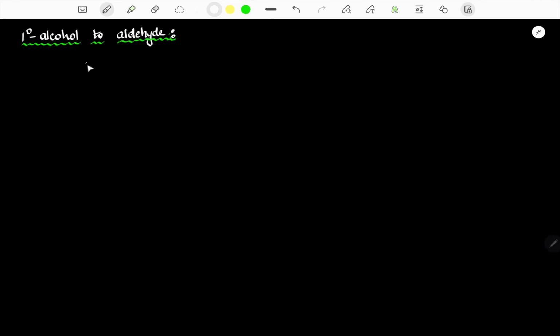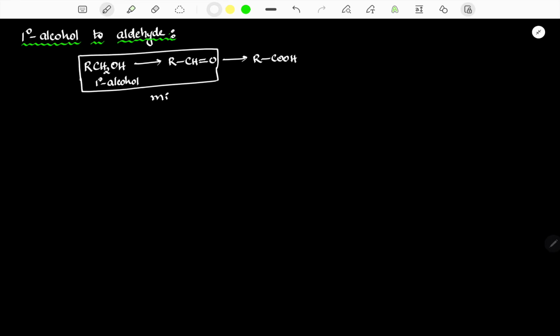Primary alcohol to aldehyde. RCH2OH is a primary alcohol. If it undergoes oxidation, initially it forms an aldehyde and then finally it converts into a carboxylic acid. So a primary alcohol can be oxidized to an aldehyde and a carboxylic acid. Primary alcohol to aldehyde is a mild oxidation.